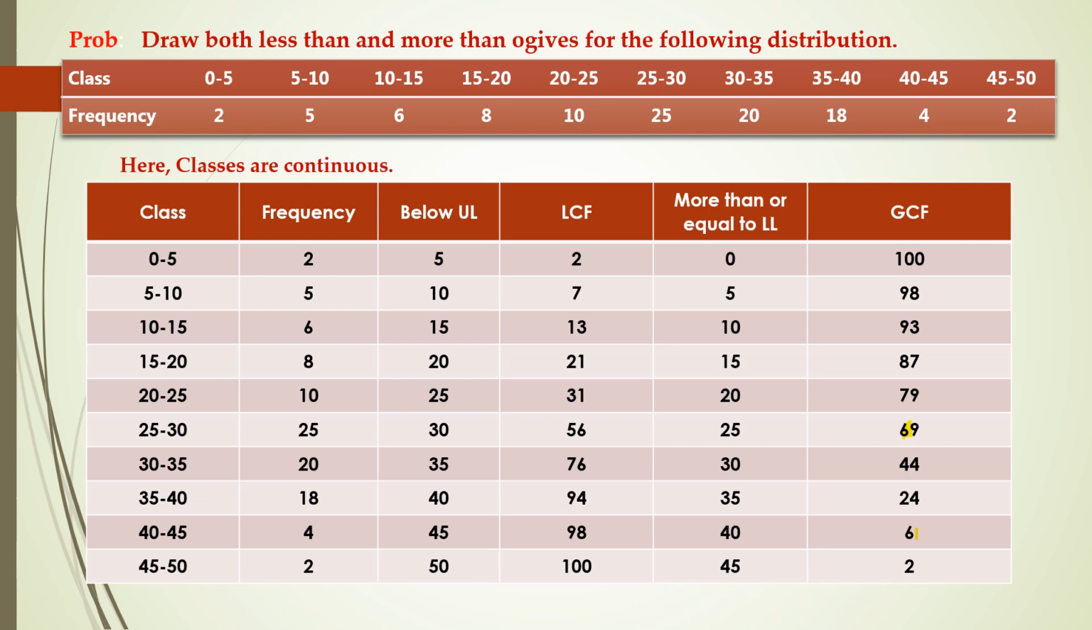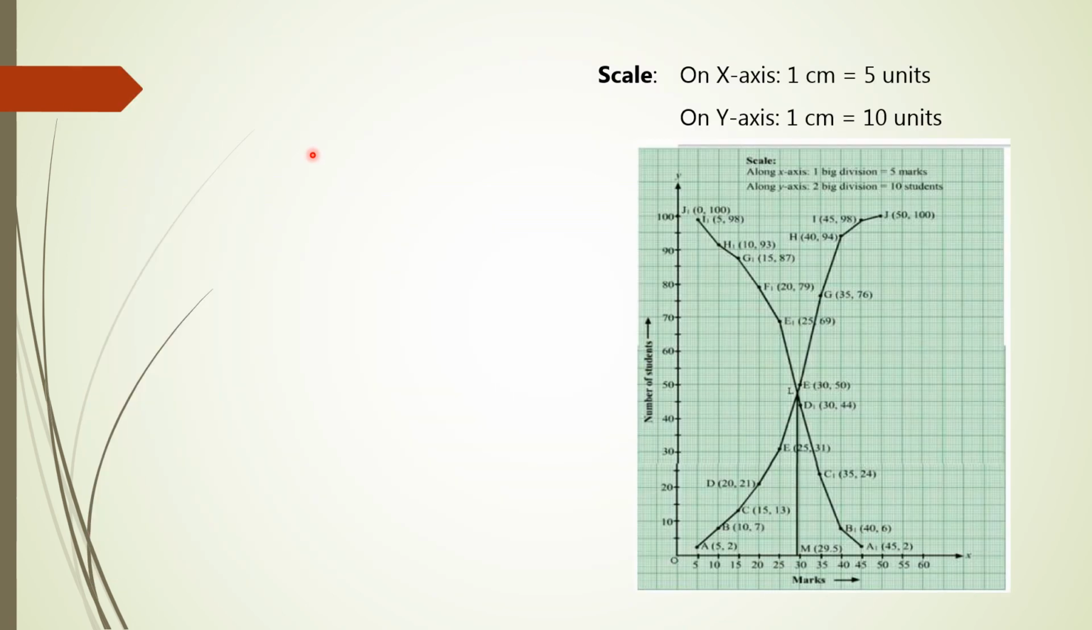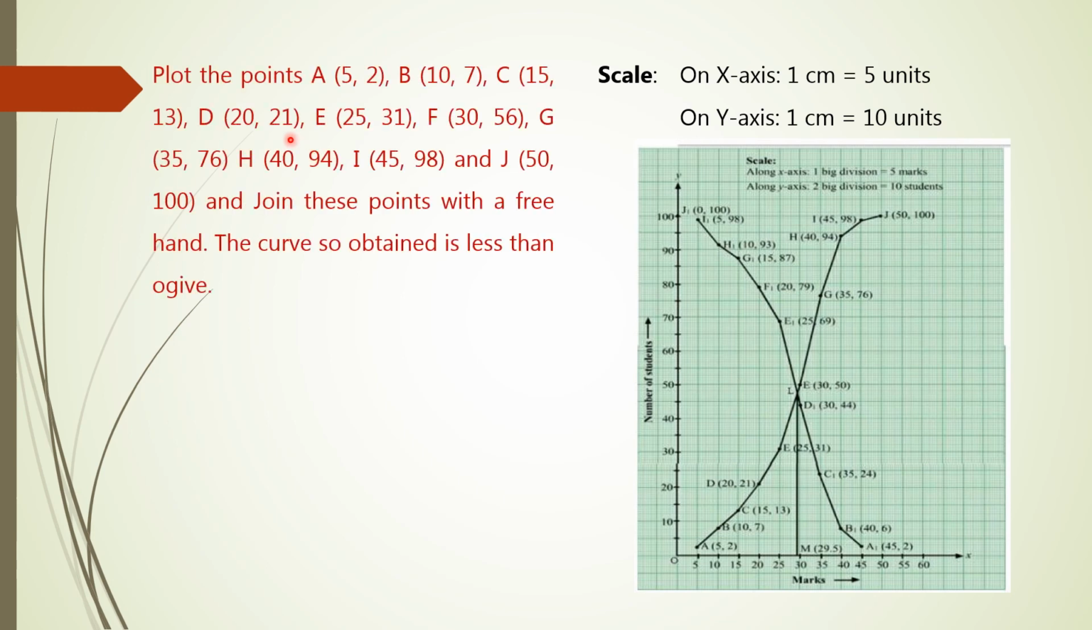Now let us represent this data on a graph. Plot the points A (5, 2), B (10, 7), C (15, 13), D (20, 21), E (25, 31), F (30, 56), G (35, 76), H (40, 94), I (45, 98), J (50, 100). Here we get these points by using upper limits and the respective cumulative frequencies. Plot these points on the graph and we will get a rising curve. This rising curve is called the less than ogive.